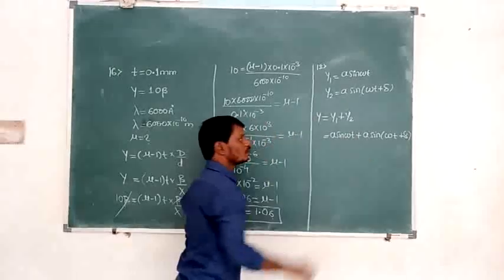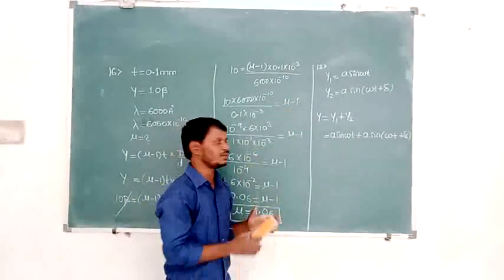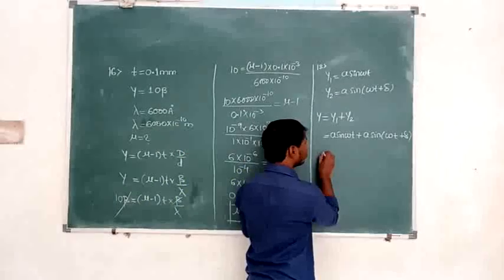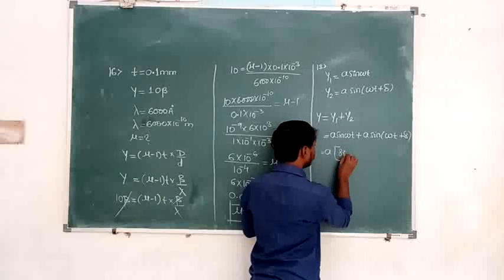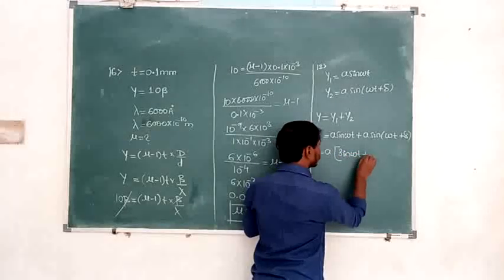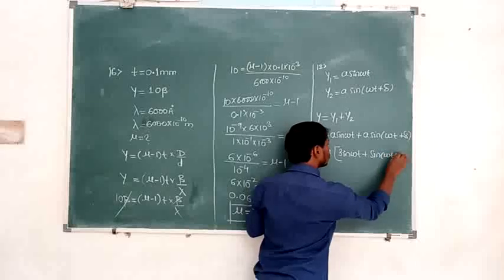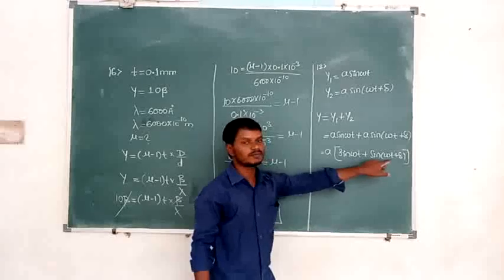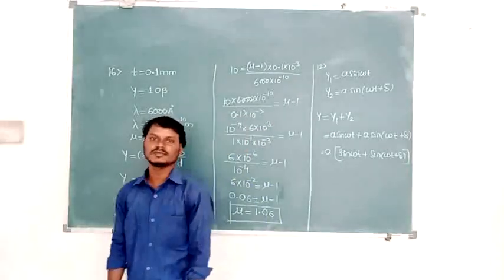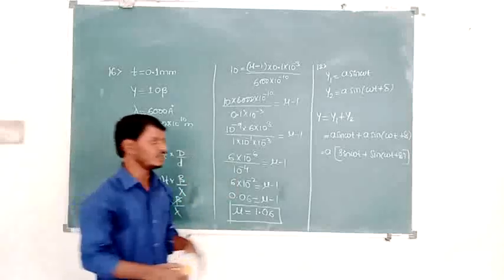So what is common in both? Amplitude is common. Both waves have the same amplitude, means both waves have the same intensity. Take A as common: sin omega t plus sin omega t plus del. So this is in the form of sin A plus B. What is the formula for sin A plus B? Sin A into cos B plus cos A into sin B. Use that formula.